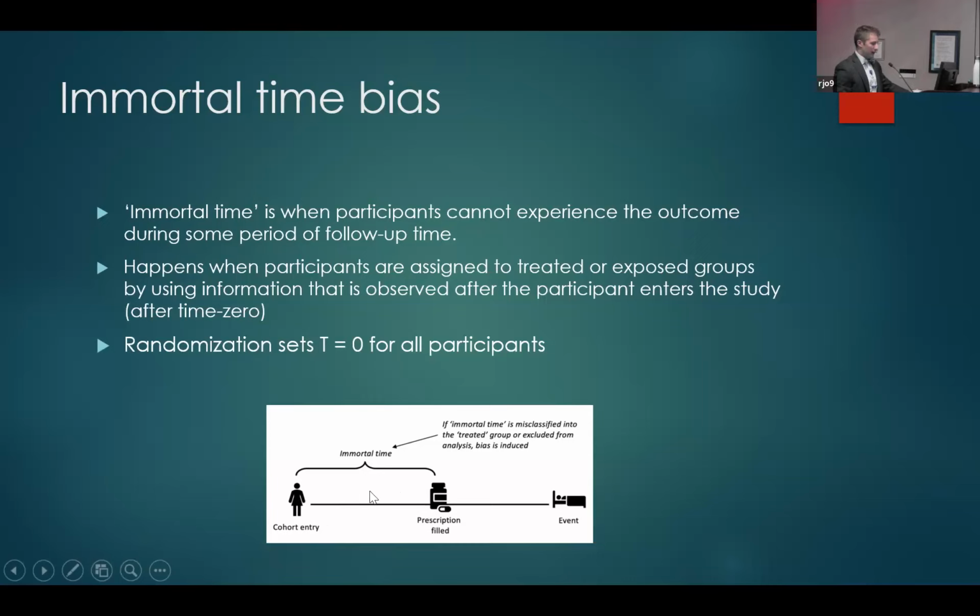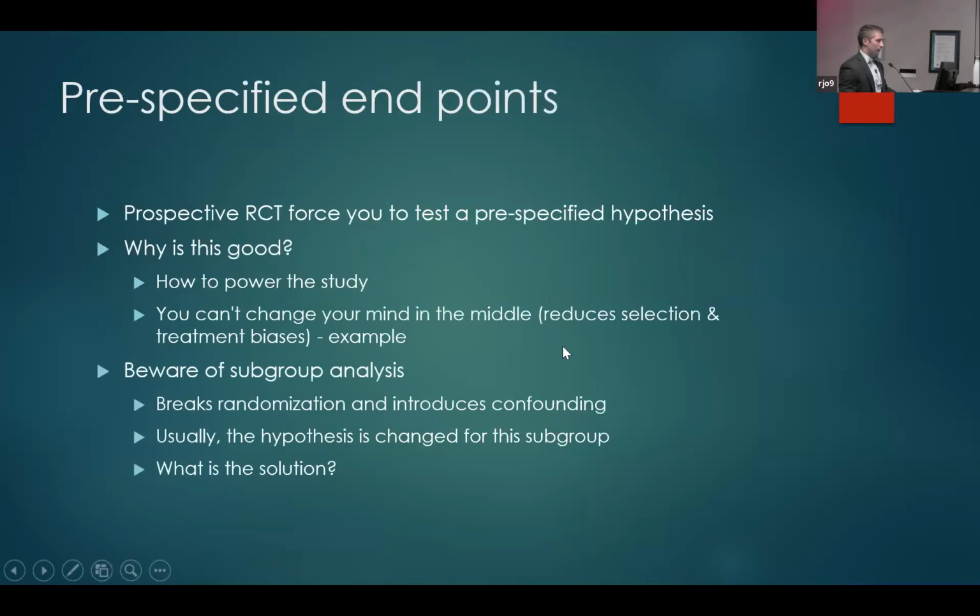where there's a time that one group cannot experience an event because they pass away before they're able to have it. But when you do prospective randomized trials, you set everyone to zero, which is very advantageous. You can't go back, and there's a time that's not accounted for in these studies, but with randomization, it's a huge advantage.